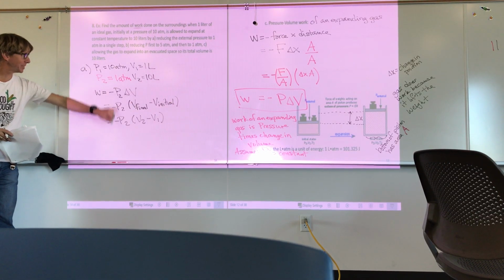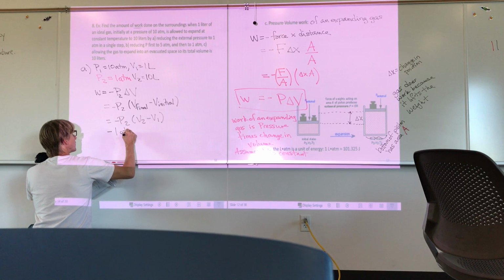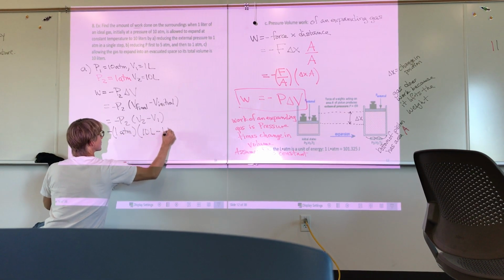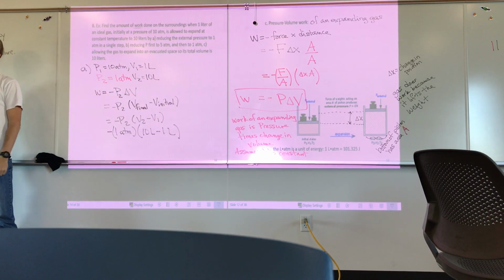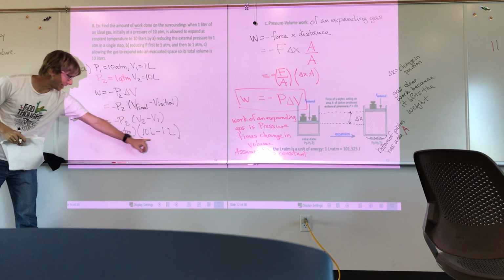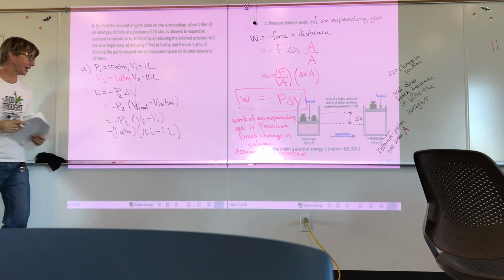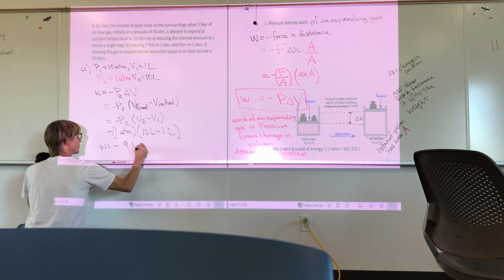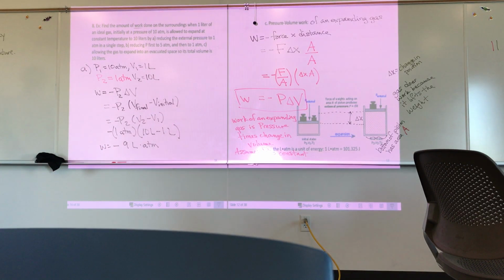Anywho, so now we have an equation we can work with. We will have P2, which is 1 atmosphere, so it's minus 1 atmosphere. Our V2 is 10 liters, our V1 is 1 liter. Subtract this out, we get 9 liters, 1 atmosphere. Our answer for work is minus 9 liter atmospheres.